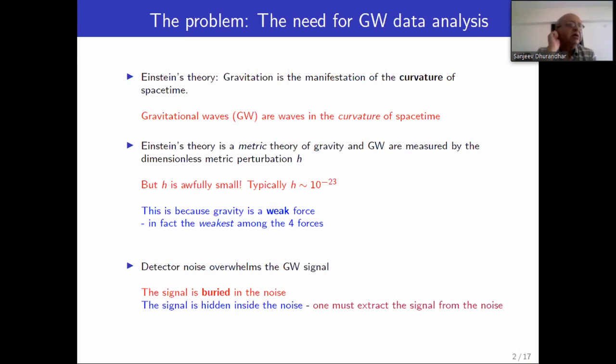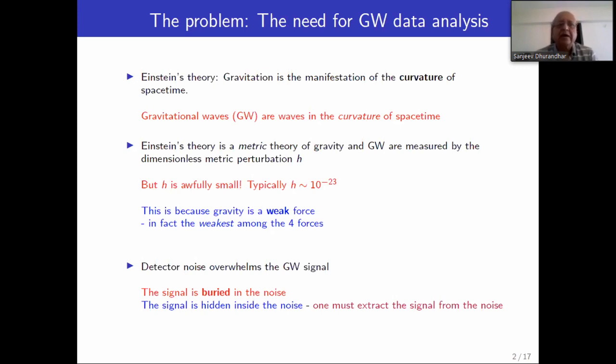But I will not go so much into that, because here we are more interested in the extraction of the signals. So gravitational waves are waves in the curvature of space-time, just like the curvature itself is the field. Einstein's theory is a metric theory of gravity. That means there's a metric which tells you how the space-time is curved, and gravitational waves, GW, are measured by the dimensionless metric perturbation h. This is simply a perturbation to the metric. But h is awfully small because gravitational waves are weak. It's simply a dimensionless number, of the order of 10 to the minus 23. Now, how do you understand a dimensionless number?